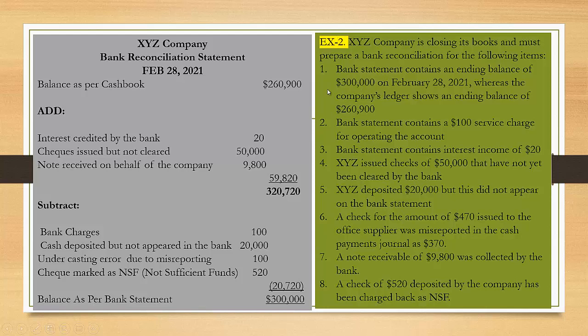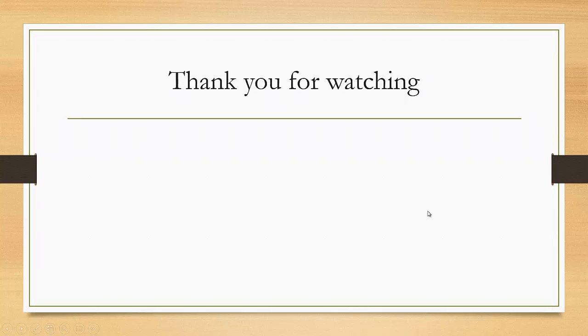So viewers, if you want to start from balance as per bank statement and reach balance as per cash book, then whatever items I have subtracted, you will have to add, and whatever items I have added, you will have to subtract. So this will lead you to the answer, balance as per cash book. I hope you have understood the bank reconciliation statement and the steps involved in it.